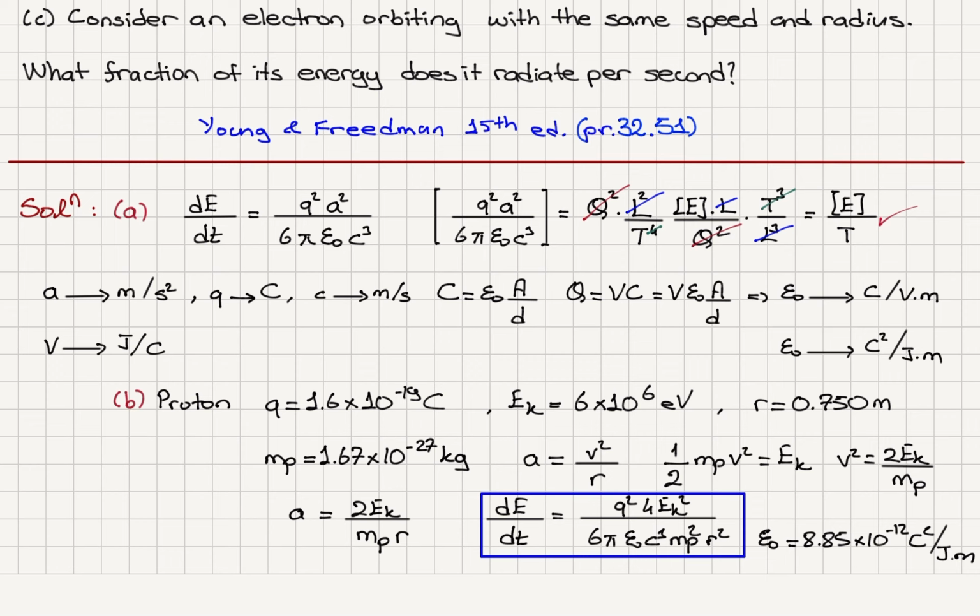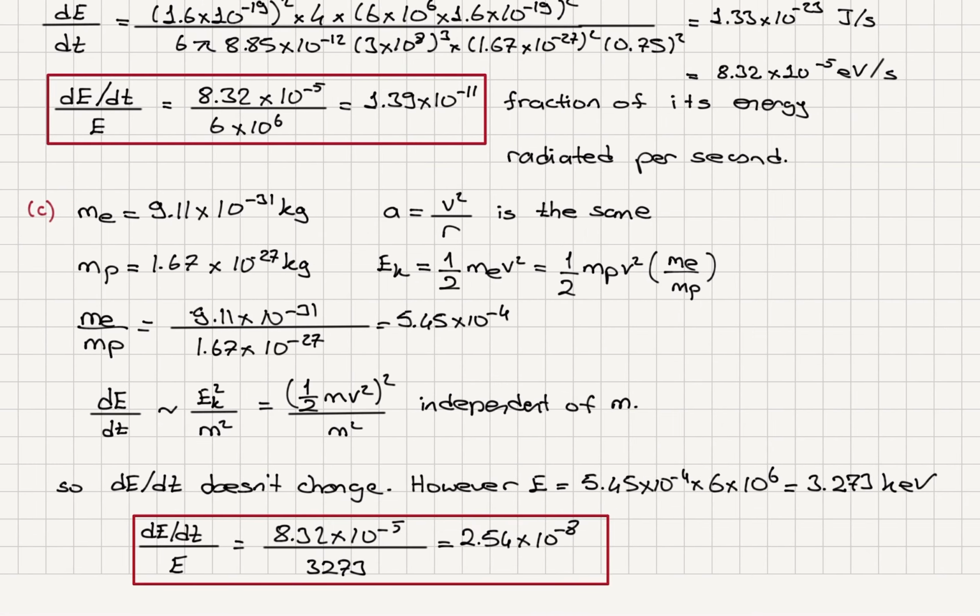Now, if I have a proton here with a certain kinetic energy on a circular orbit where the acceleration is the centripetal acceleration v squared over r, I see that 1/2 mv squared is the kinetic energy, so v squared is 2 E_k over m_p. So 2 E_k over m_p r is the centripetal acceleration. Substituted into this dE/dt equation, I find this result. So if I calculate this dE/dt and divide it by the kinetic energy of the proton, by converting the result to electron volts per second, I find the fraction 1.39 times 10 to minus 11.